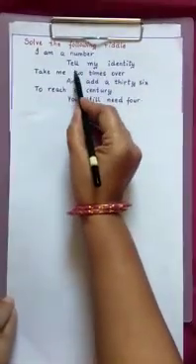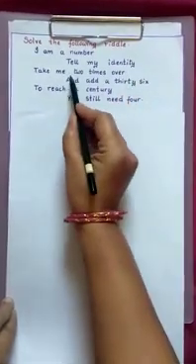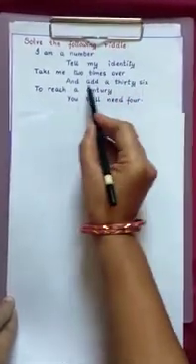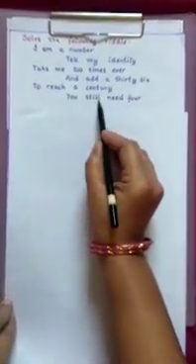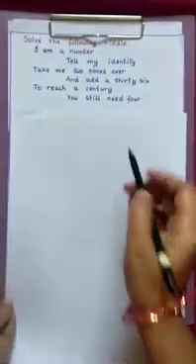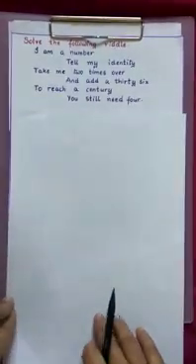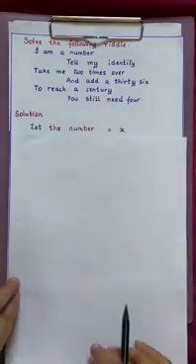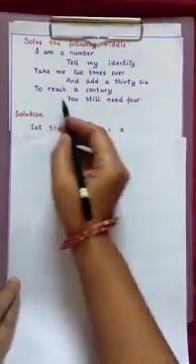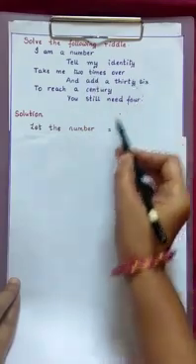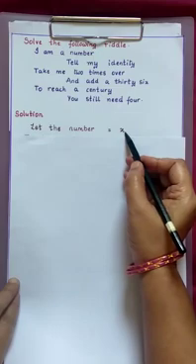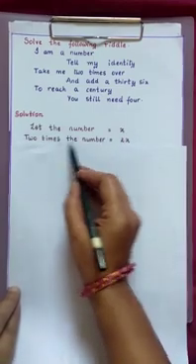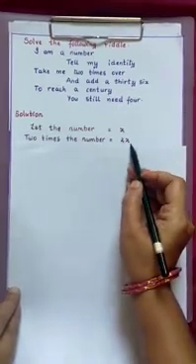I am a number. Tell my identity. Take me 2 times over and add a 36. To reach a century, you still need a 4. Now, I am a number. Tell my identity means, in the solution, let us take the number as x. Now you have to take 2 times over. So if you take 2 times over this number, 2 times x means 2x.